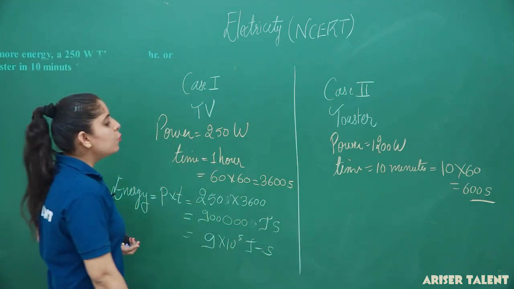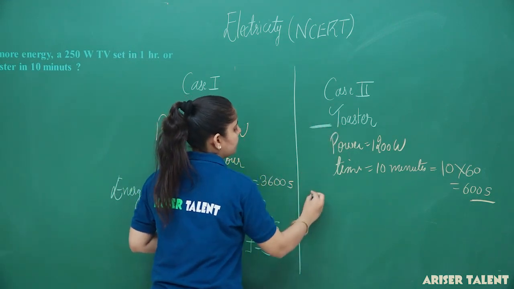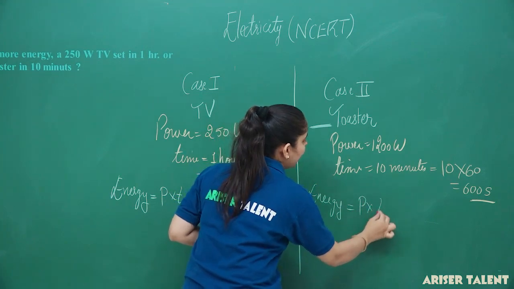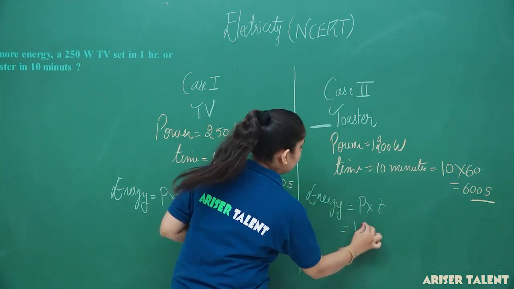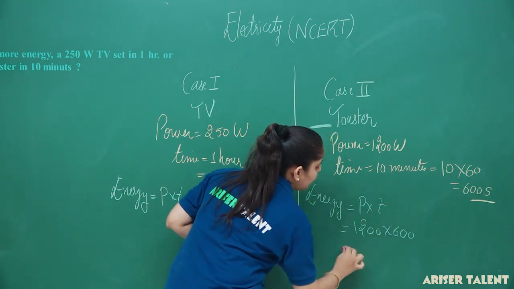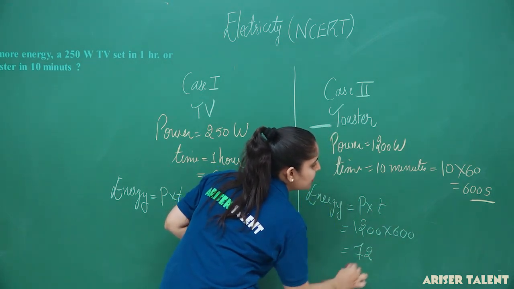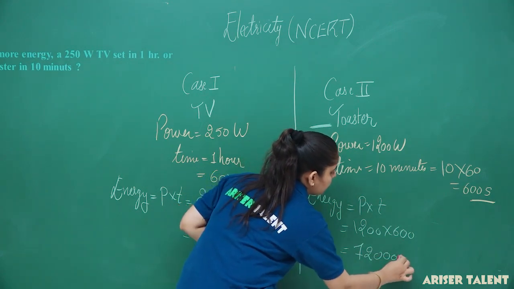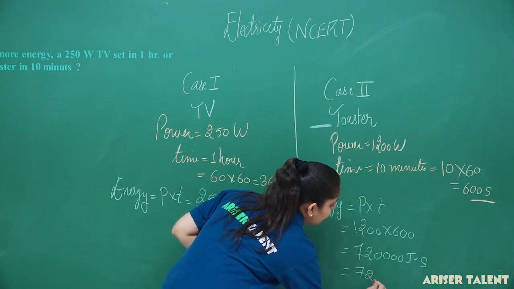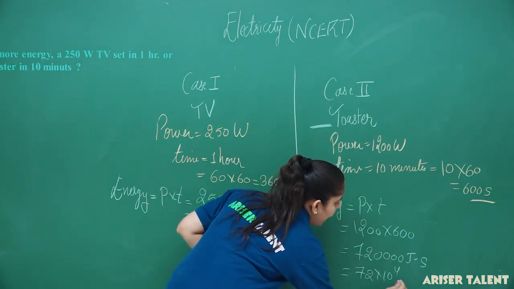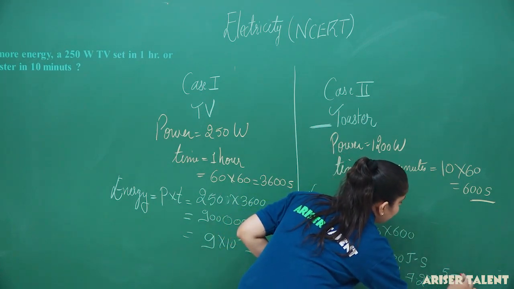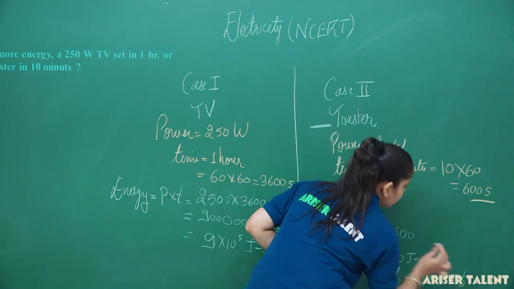Now, let us move to the second case, that is of the toaster. Energy will be given as power into time. Power is 1200 watt and time is 600. So, it may come out as 12 6 are 72 and the 4 zeros. So, what is the value here? Value here is 72 into 10 raised to the power 4, and it is equal to 7.2 into 10 raised to the power 5 joule.